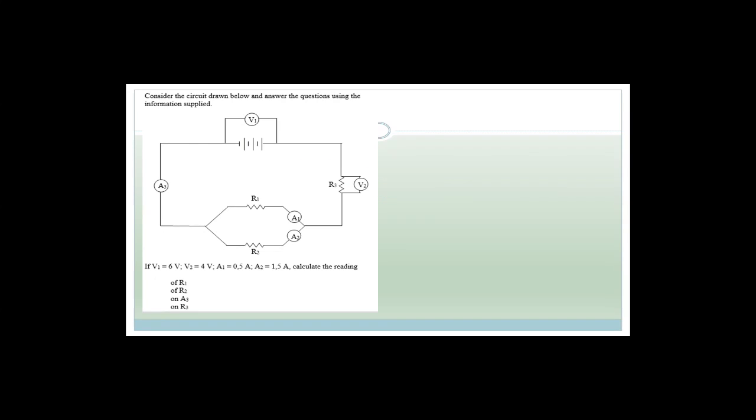Right, now let's do a couple of examples. The best way to get started is to do examples. So we're going to start with the really easy examples and then we're going to move to more complicated examples. Okay, so it says consider the circuit drawn below and answer the question.